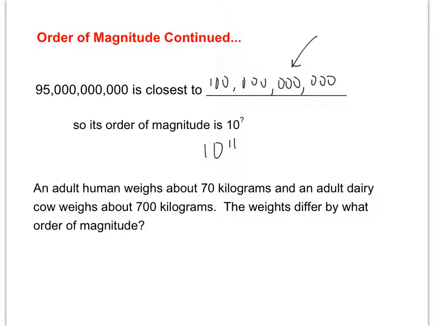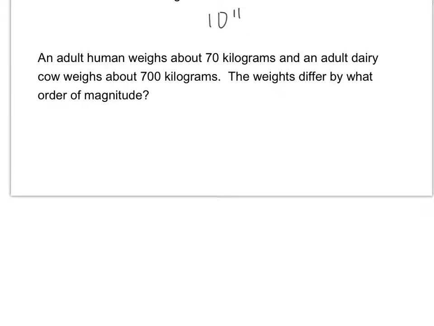So let's take a look at a few word problems that involve order of magnitude. An adult human weighs about 70 kilograms. And an adult dairy cow weighs about 700 kilograms. The weights differ by what order of magnitude? Well, we can express 70 kilograms as 7 times 10 to the first. So 10 to the first because it has 1 zero. And then for the 700 kilograms, that's 7 times 10 to the second.